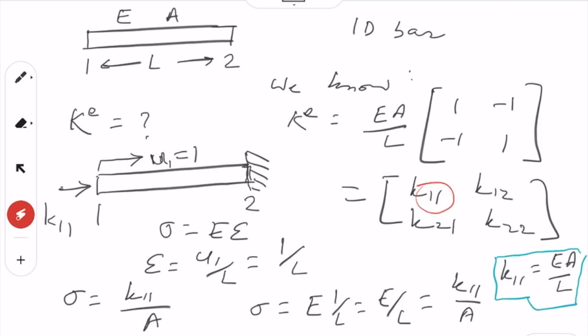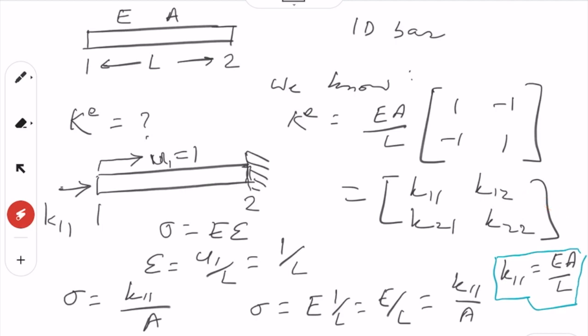Rather it should be displacement at 1 and force at 1, sorry. So K11 means give displacement of 1 at node 1 and measure the force at node 1 is K11. K12 is give the unit displacement at node 1 and measure the force at node 2.